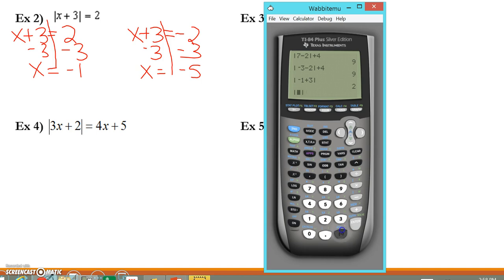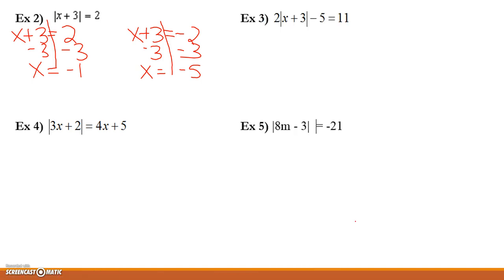And now I try negative 5 plus 3, and it also has to equal positive 2, because that's what the original equation says. So they both equal positive 2, so they're both good answers.